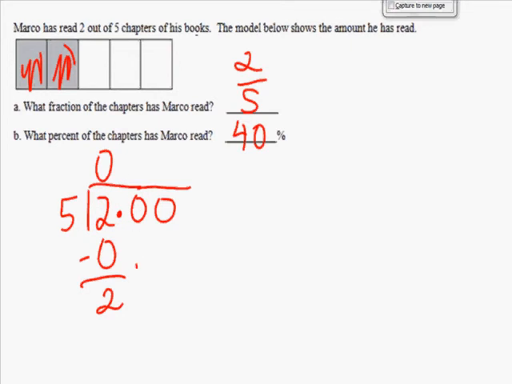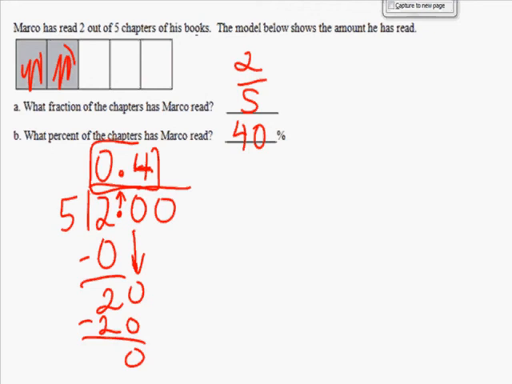So now I can drop down this 0. How many times does 5 go into 20? It goes in 4 times. 4 times 5 is 20. 20 take away 20 is 0. That means that we are done. Because I'm dividing a decimal by a whole number, my decimal point goes straight up. So the decimal is 4/10.